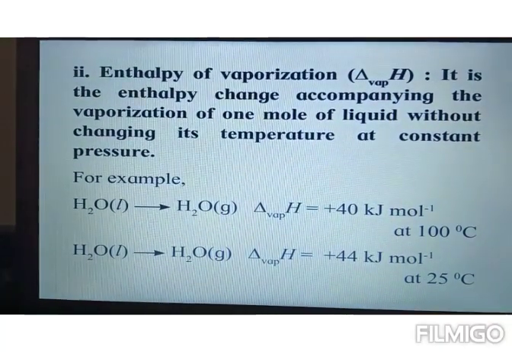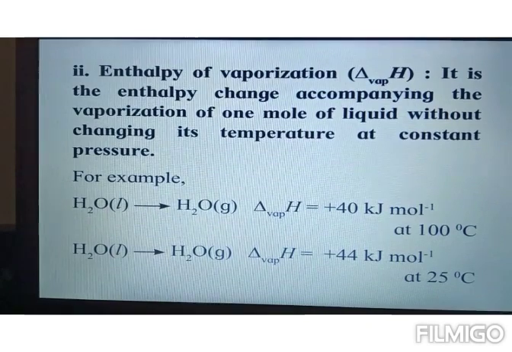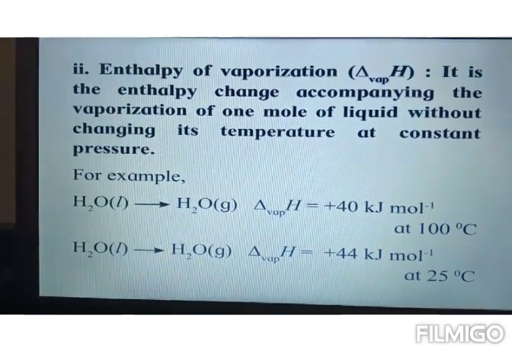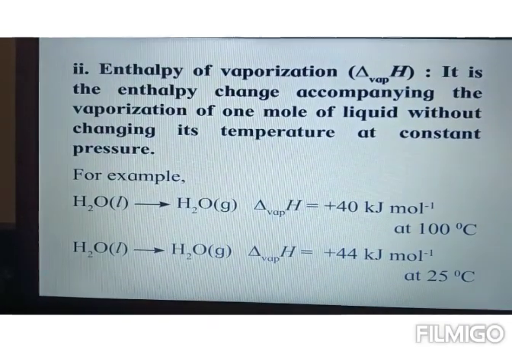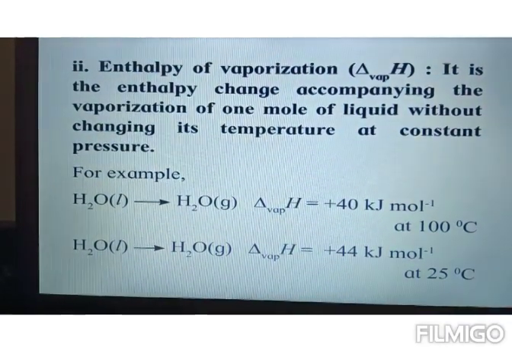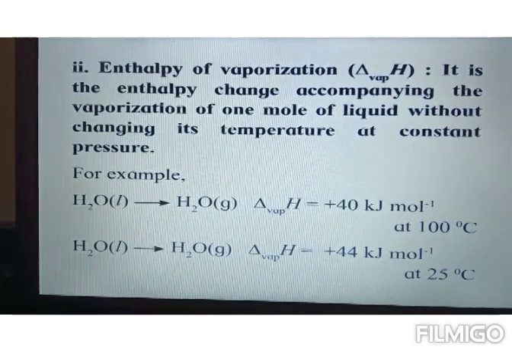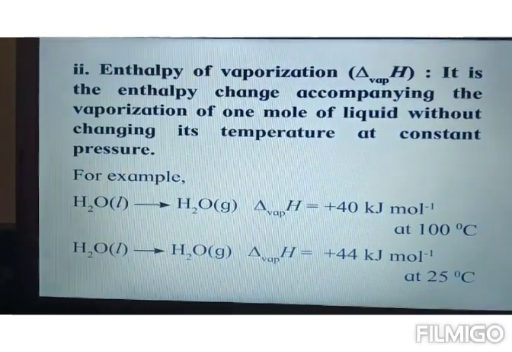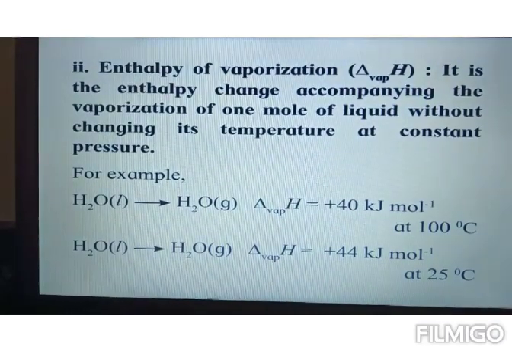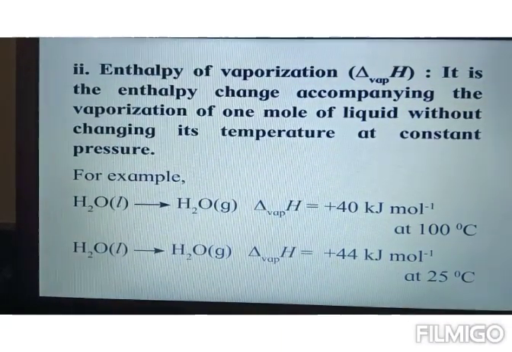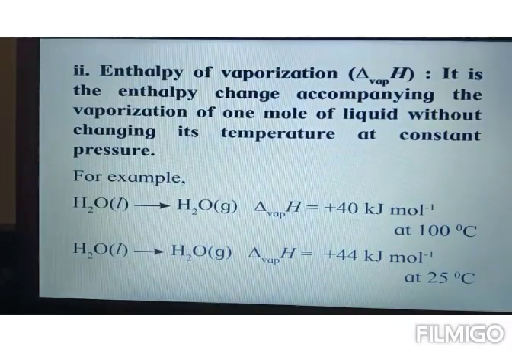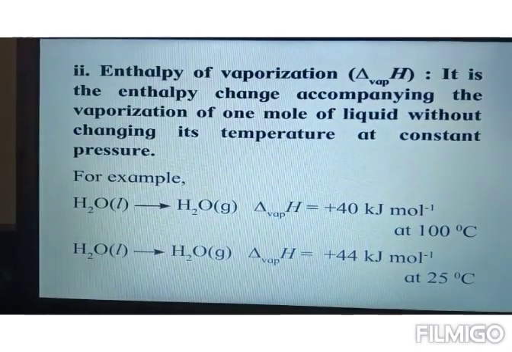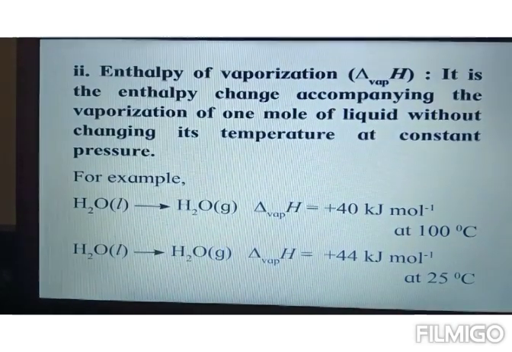It is denoted as delta H vap. A subscript vap is written over there between delta and H. Again, see, the definition remains the same, only now the term vaporization is explained. It is the enthalpy change accompanying the vaporization of 1 mole of liquid without changing its temperature at constant pressure. So the last part remains the same, without changing its temperature at constant pressure.